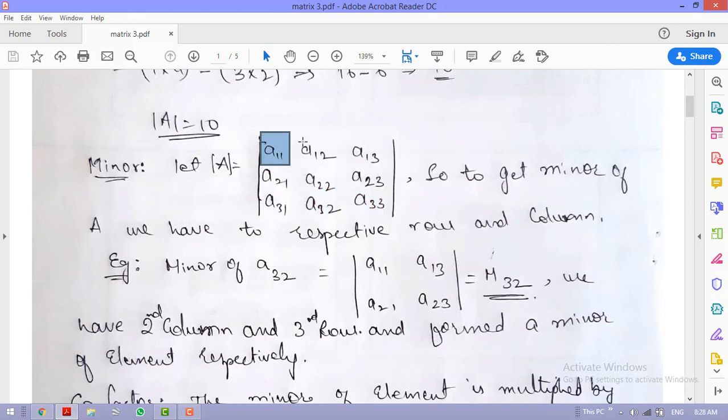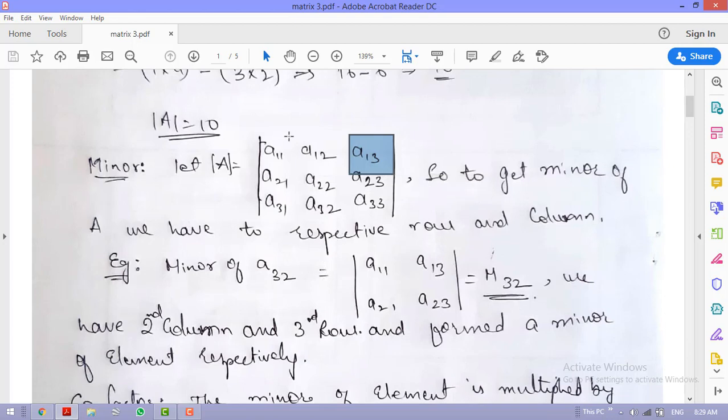Similarly, if you consider the minor of A12, then you have to eliminate the second column and the first row. Then the remaining numbers will be A21, A31, A23, A33, right? So that is said to be the minor of A12. Similarly, if you consider A13, then that will give you the whole determinant, the determinant of the whole matrix, right? I hope you understood.